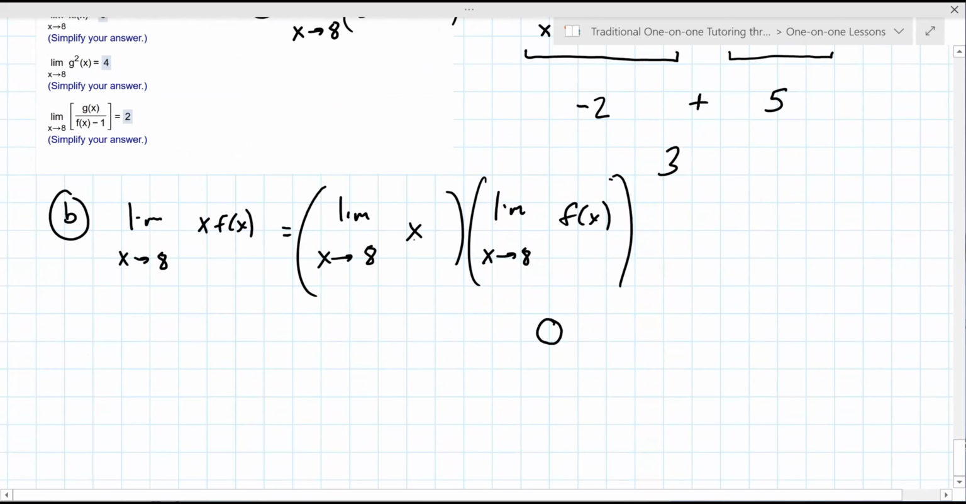You just broke apart this limit as x approaches 8 of x f. Yes. So there's the multiplication property of limits. You can take functions and multiply them together, you can take limits and multiply them together. There's probably tons of stuff on the internet about them, but I don't think it's worth getting into. You don't really want to know why, I guess, is what I'm getting at.